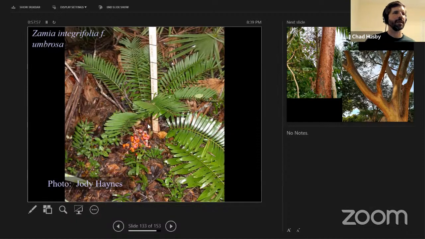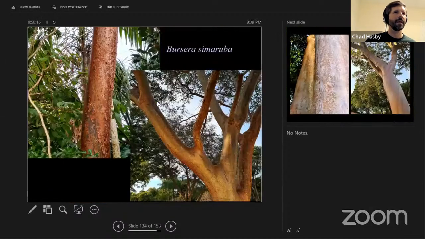And this was one that was found near Cape Canaveral. They used to call this the forma umbrosa, so I'm still kind of using that name. At one time, they called it a different species, Zamia umbrosa, but now we've lumped them all into one species, despite all the variations.